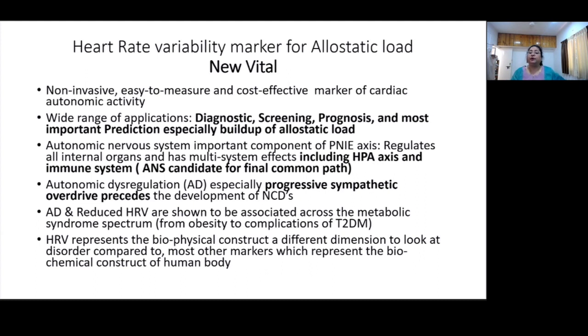Progressive sympathetic overload is considered important in the development of NCDs. Autonomic dysfunction and reduced heart rate variability are both shown to be associated with many NCDs, especially in the metabolic syndrome spectrum, right from obesity to the complications of type 2 diabetes. And as I have said, HRV represents the biophysical construct, a different dimension to look at the body, as against the normal representation in biochemical format. So we must also look at the body from a different perspective, as a biophysical construct.